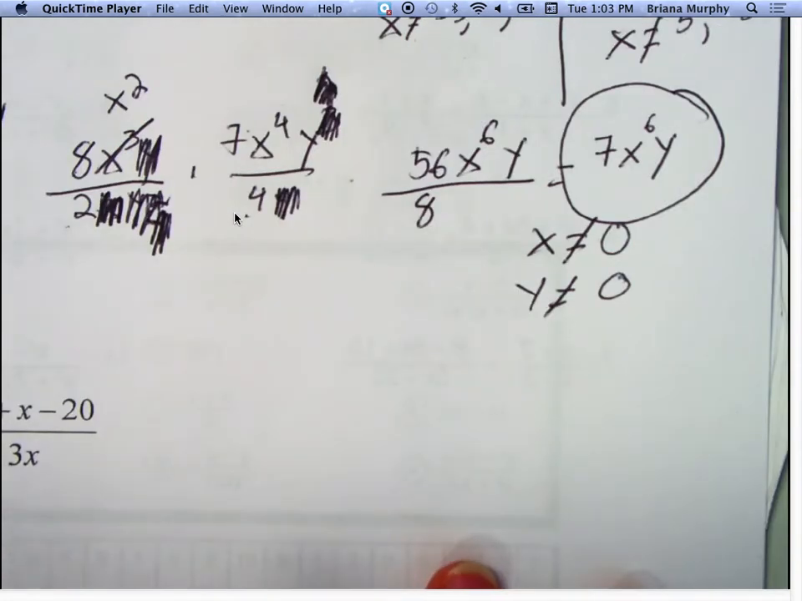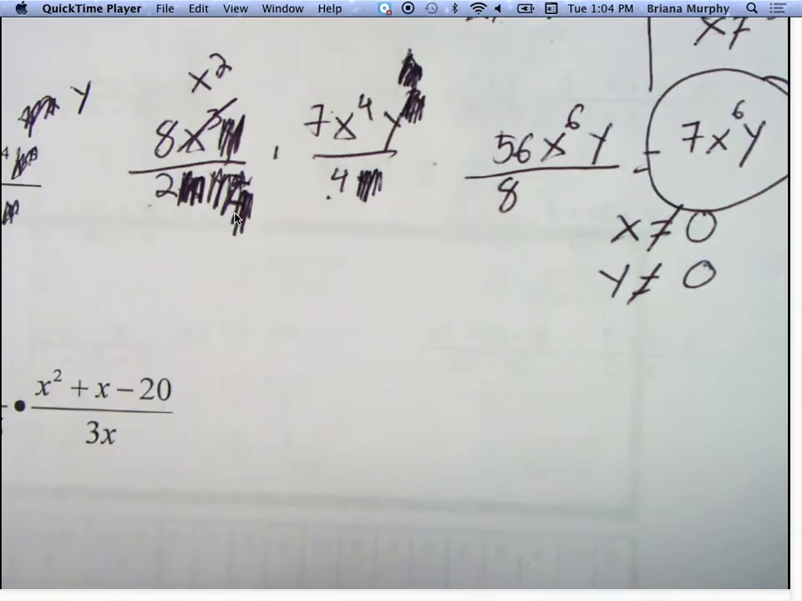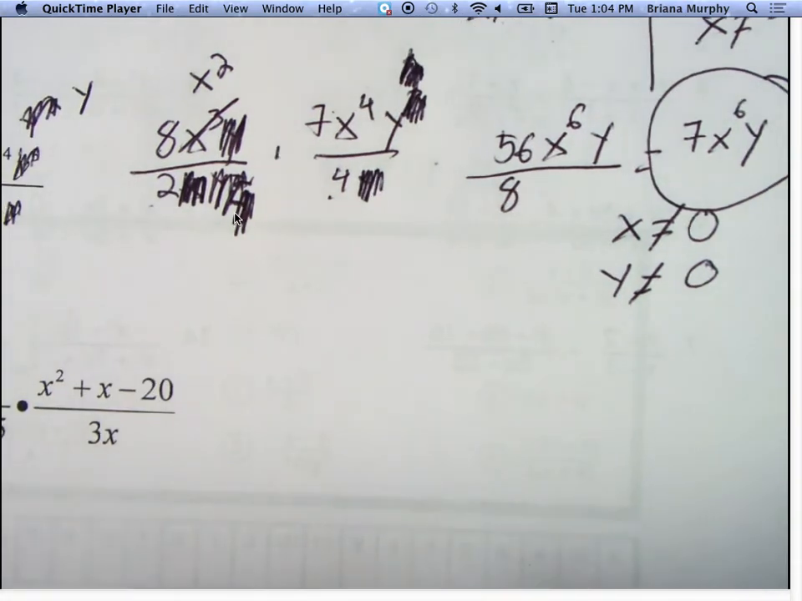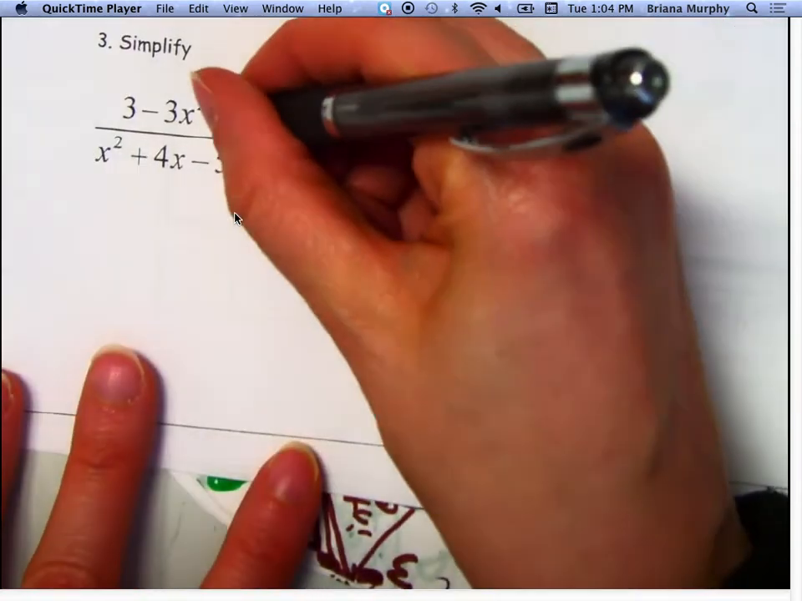7x to the 6th y, where x and y can both not be 0. All right, I am changing the problem for the last one. Instead of a multiplication problem, we're going to do division because you have division on your homework. Okay? So I'm changing this to a division problem.